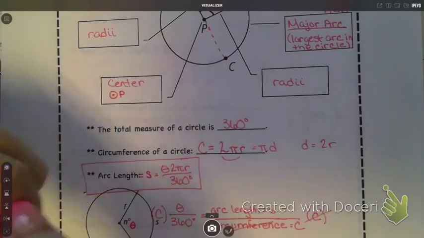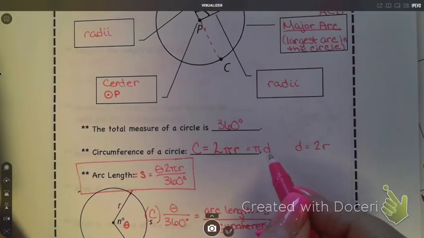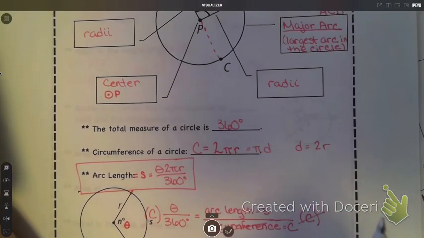Okay? I will tell you, I'm one of those weird people that if I'm given the diameter, I'll divide it in half and multiply by 2, because that's just a creature of habit.